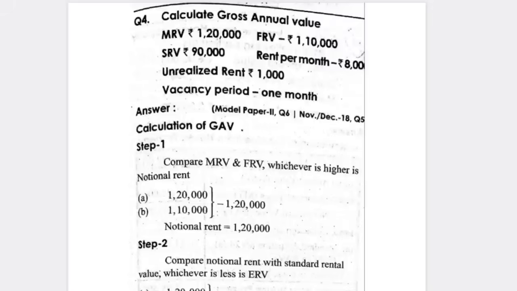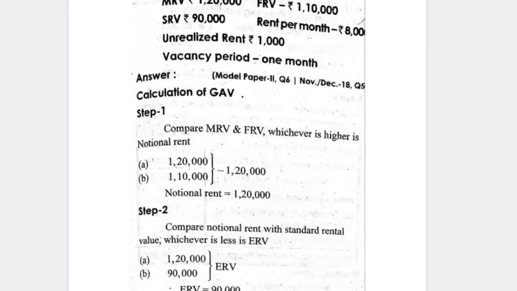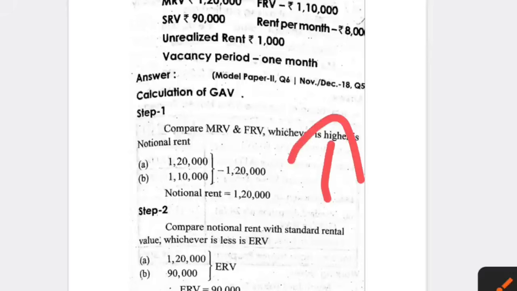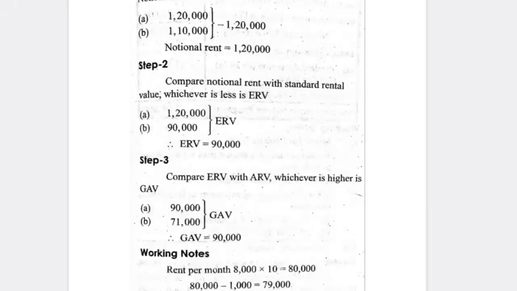Unrealized rent means out of 8,000 per month, she gave only 7,000. Unrealized rent is nothing but how much amount is not given. Out of 8,000 she gave only 7,000 and the remaining 1,000 is unrealized rent. So as per the steps I have already said, calculation of GAV: in the first step, MRV and FRV, whichever is the highest we will call it notional rent, that is 1,20,000, and in the second step, notional rent and standard rental value, whichever is the lowest we will call it the ERV.